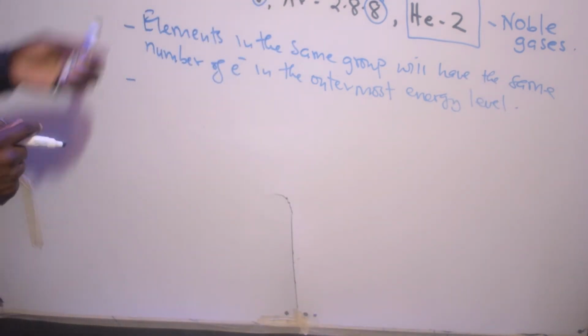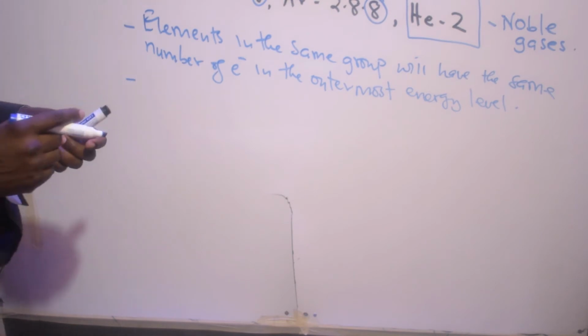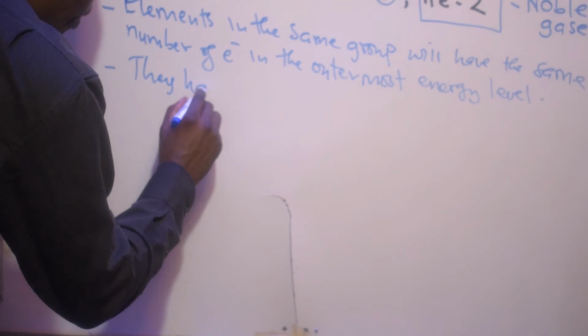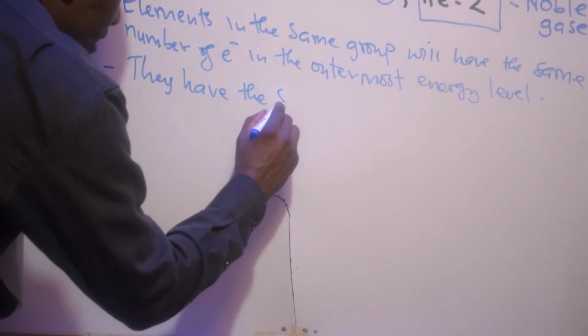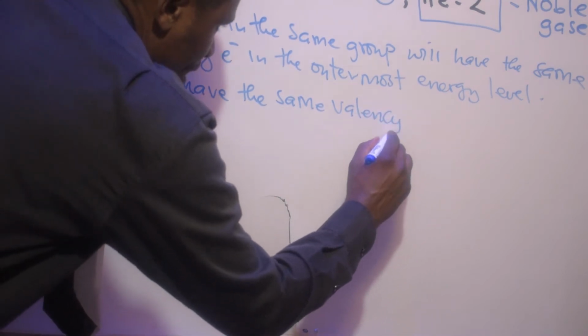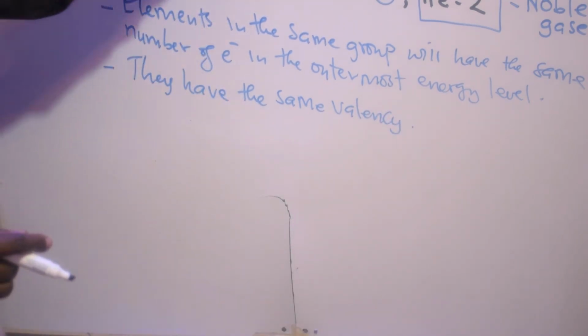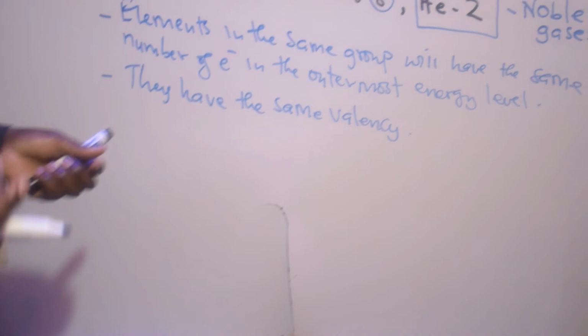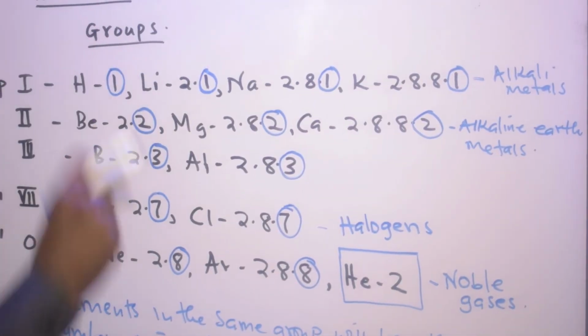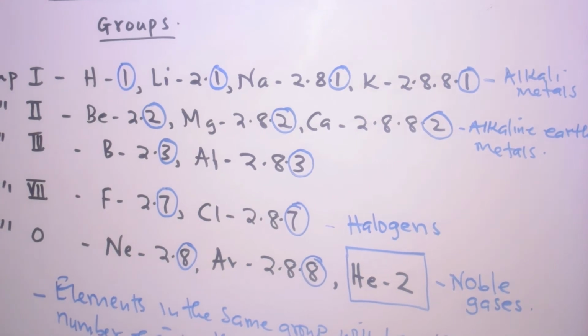Number 2, members of the same group have the same valency. Group 1 elements have a valency of 1, simply because they react by losing 1 electron.